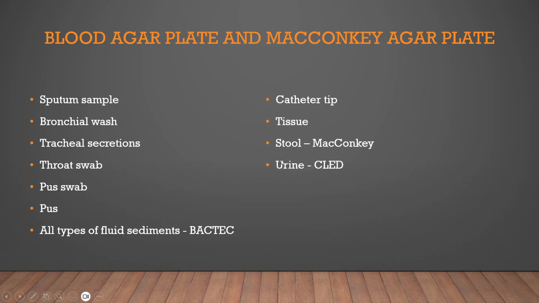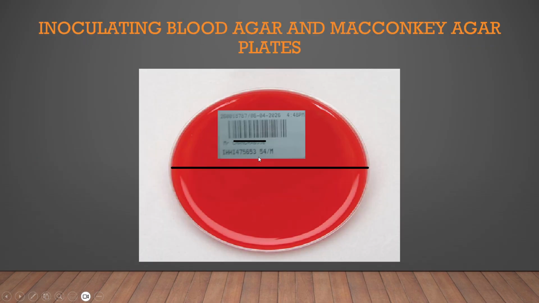Okay, so for stool samples we use only the MacConkey agar plate, whereas for urine we use the CLED agar plate. For all others we need to inoculate the MacConkey agar plate as well as the blood agar plate. Always, the order is first the blood agar plate, then the MacConkey agar plate, and then you make the slides. That is how the inoculation process should go.